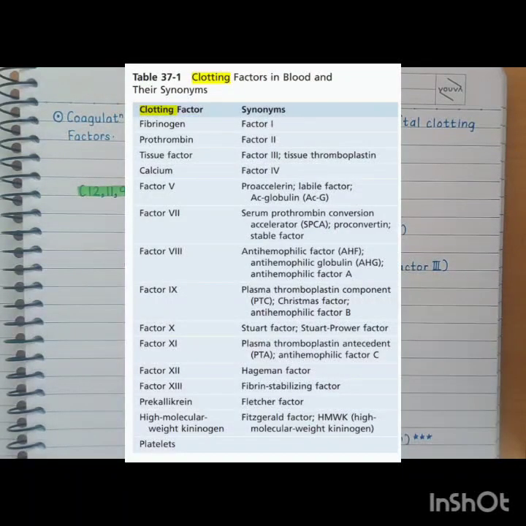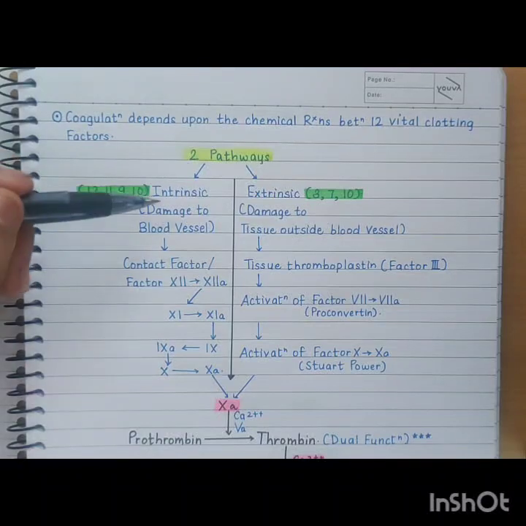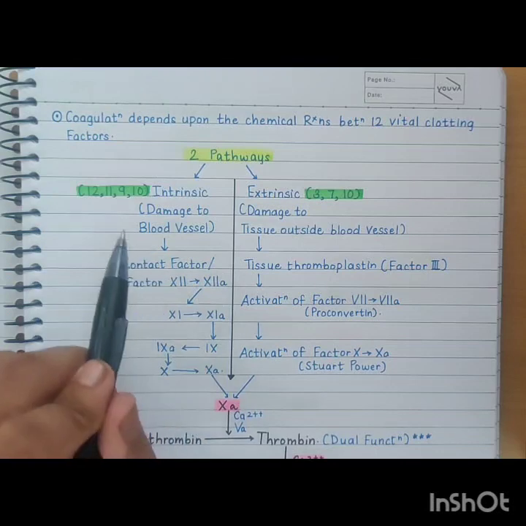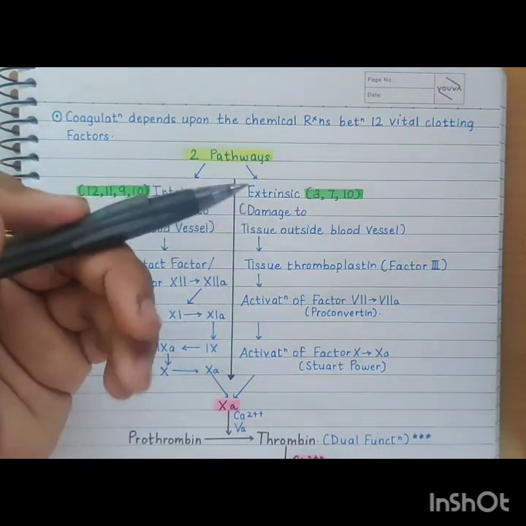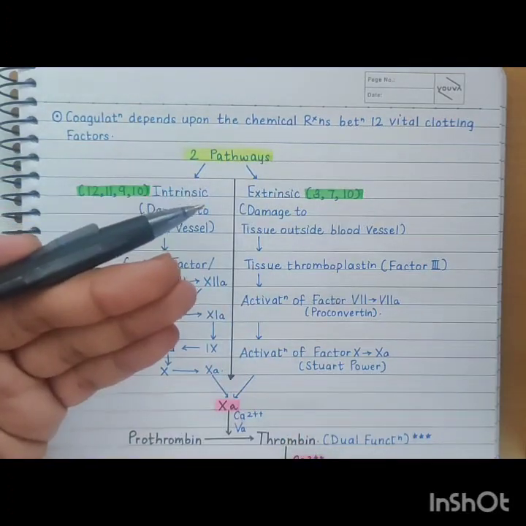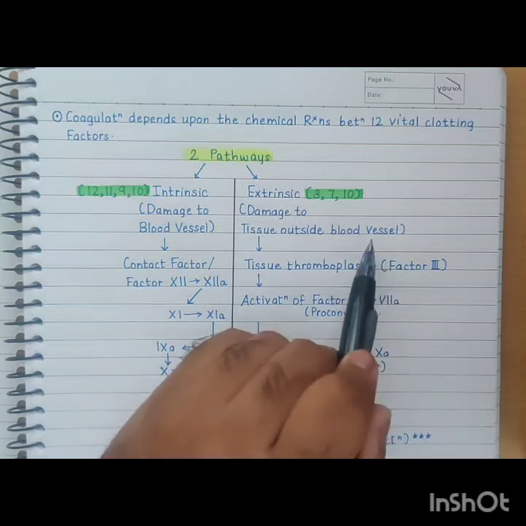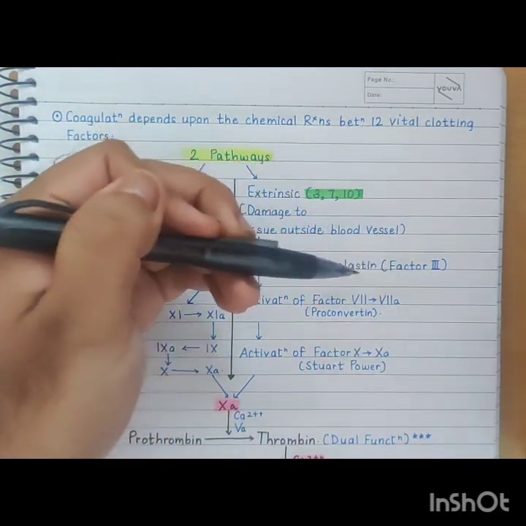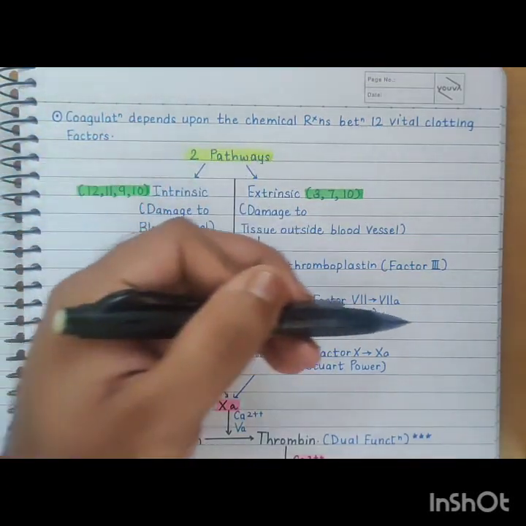So we know that there are going to be two pathways. Now the trick is very simple. You need to understand what is extrinsic and intrinsic first. So what intrinsic is suggesting is that the damage is inside the blood vessel or to the blood vessel per se. And extrinsic means that the damage is to the tissue surrounding the blood vessel. So extrinsic damage is going to be the tissue surrounding this blood vessel. Now tissue thromboplastin factor 3. So extrinsic pathway, tissue damage, tissue thromboplastin factor 3.